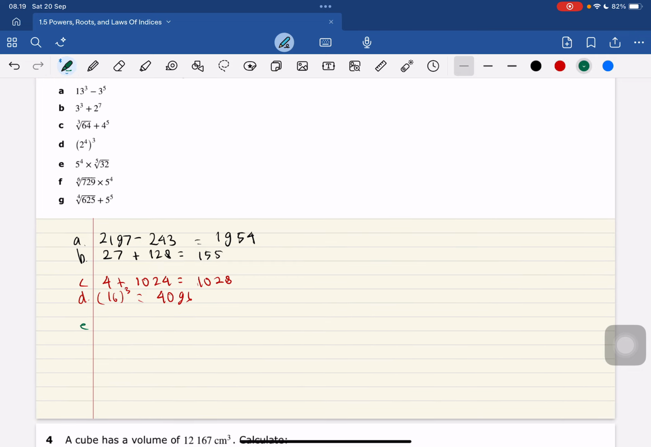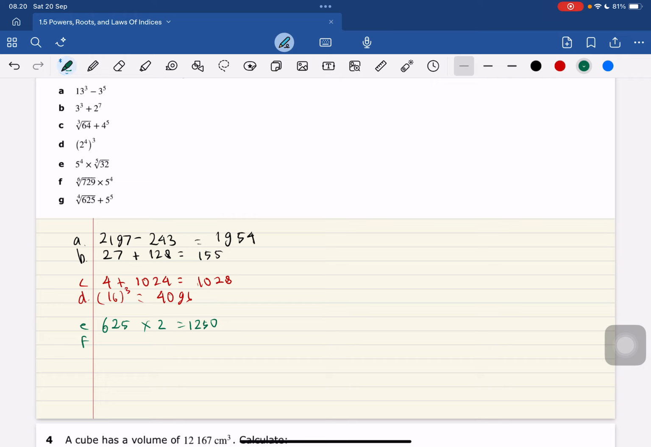Let's find it out. What is 5 power of 4? The answer is 625, multiplied by the 5th root of 32. What number, if we multiply it 5 times, equals 32? Is it 2? So we just finish it. 625 multiplied by 2 is going to be 1250. Okay, next question, 6.